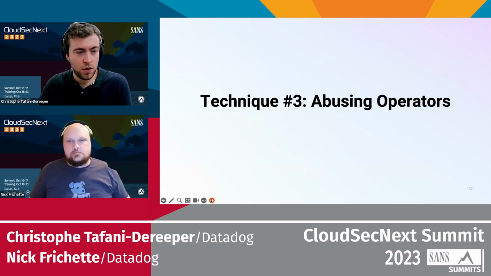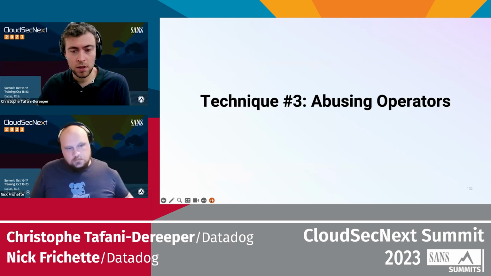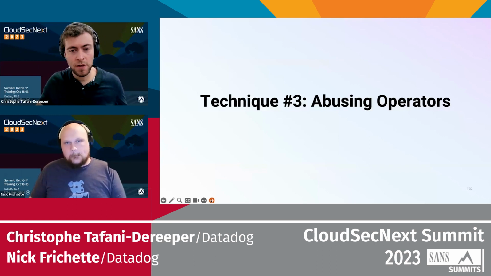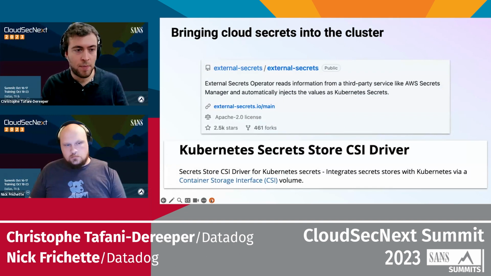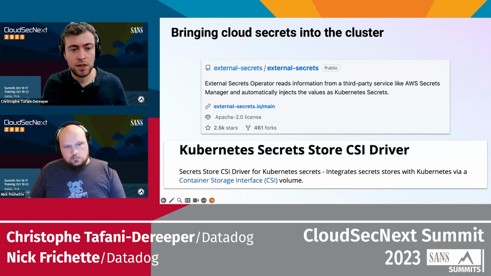Thanks. So we'll see a quick demo of that in a bit, but Kubernetes operators are a popular way to define an end state that you want to reach, and the operator is going to run a reconciliation loop continuously to make sure that your end state happens. One popular use case for that is to bring secrets from the cloud to the cluster, and two popular options are External Secrets and the Secrets Store CSI Driver.